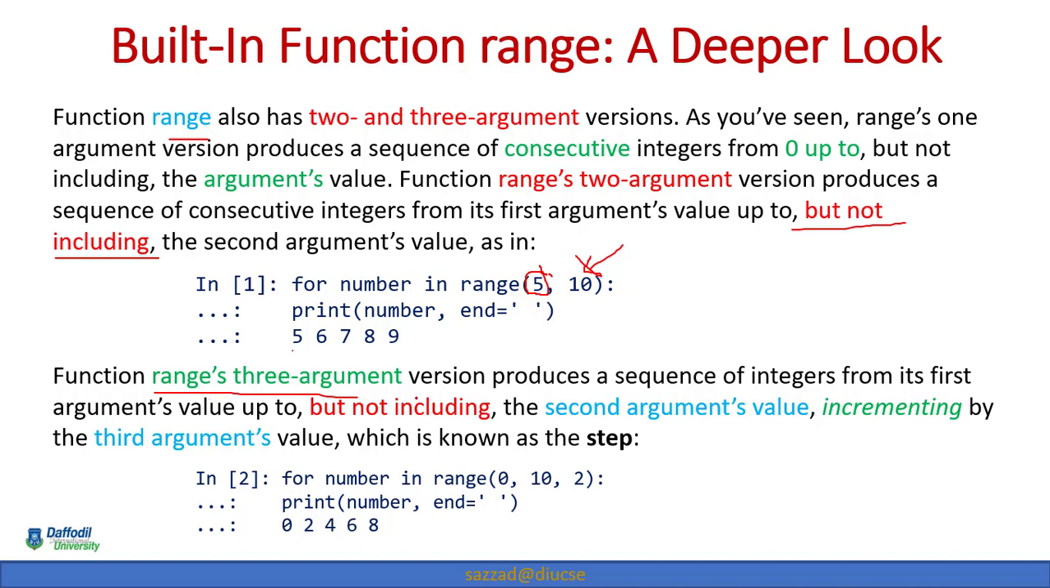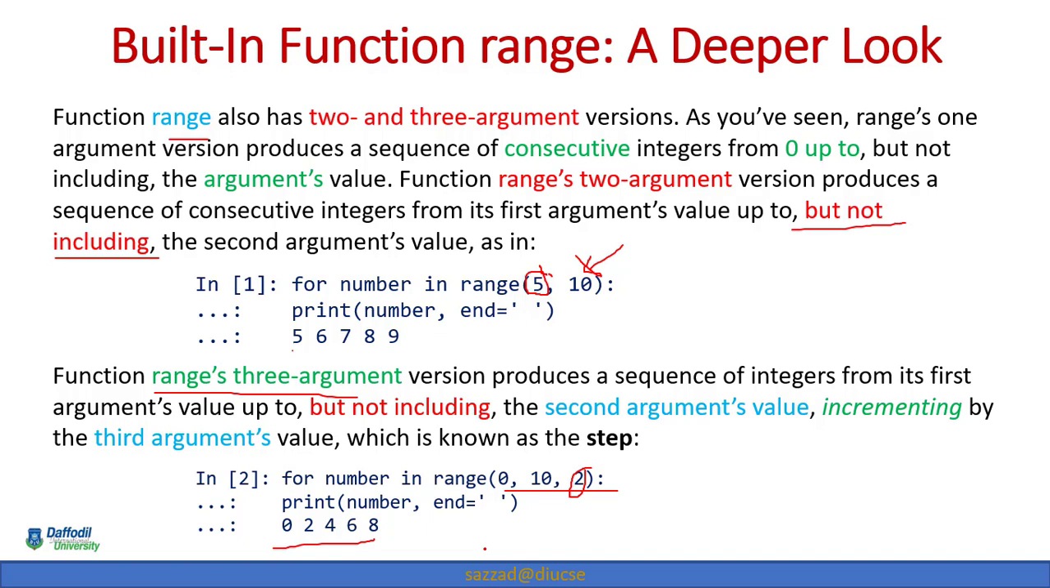The range 3 argument version produces a sequence of integers from its first argument value up to but not including the second argument, exactly similar to the 2 argument range, but the third one is the increment. So it is incremented by the third argument. In that particular case, what we are saying is start counting from 0 till 9 and separate the counting by 2. That means starting from 0, then 2, then 4, then 6, then 8. So that's what the third argument works for.